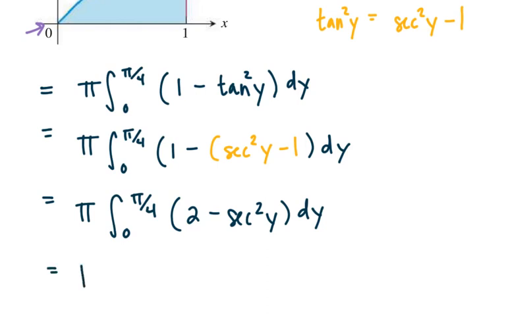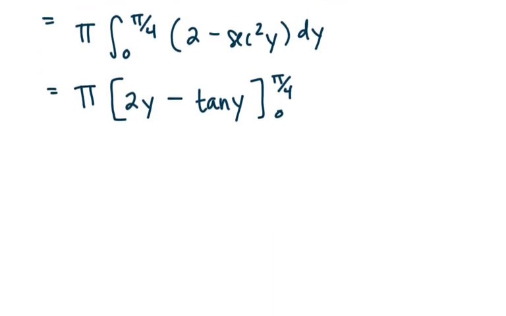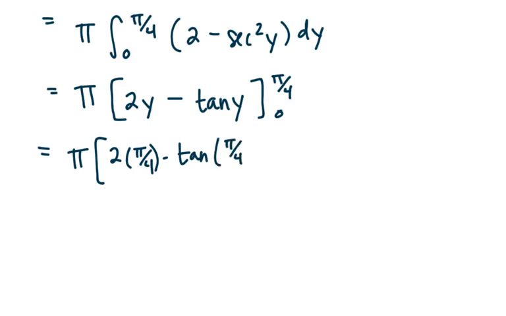So I have here pi. I'm going to integrate that. That will become 2y minus tangent y. And we need to evaluate that from pi over 4 to 0. So I have pi. I've got 2 times pi over 4 minus the tangent of pi over 4 minus 2 times 0 minus the tangent of 0.